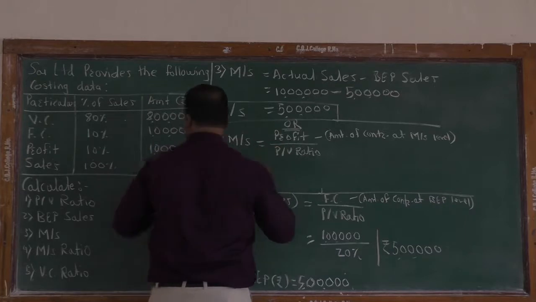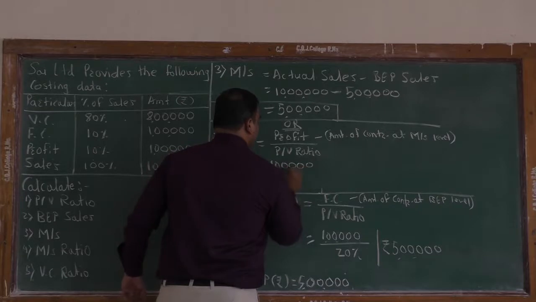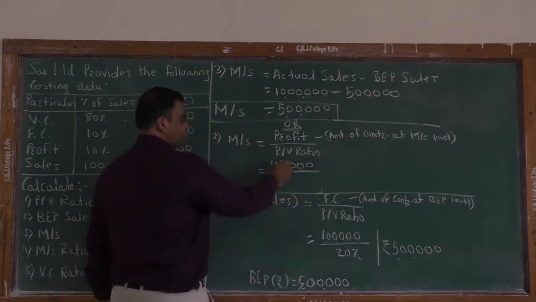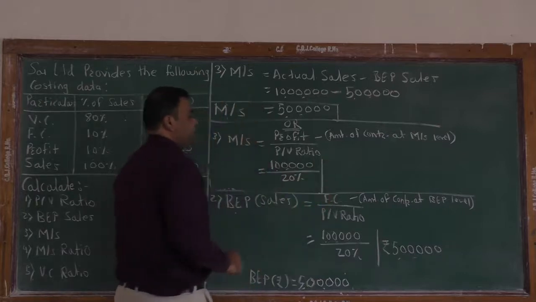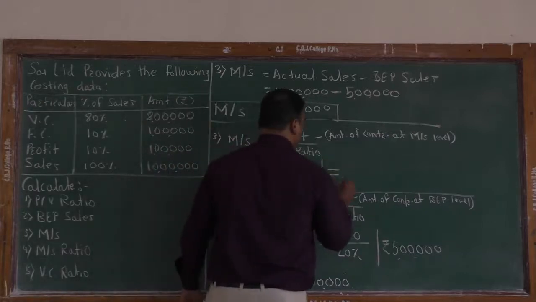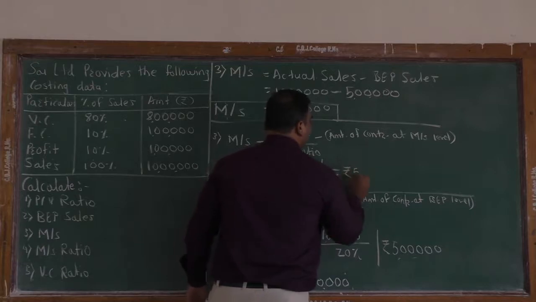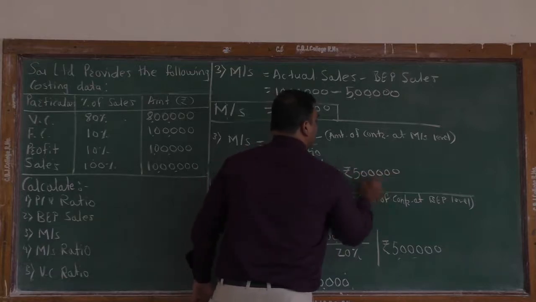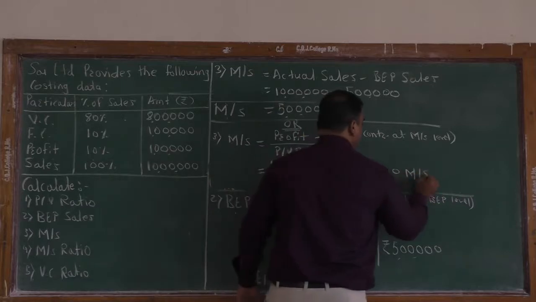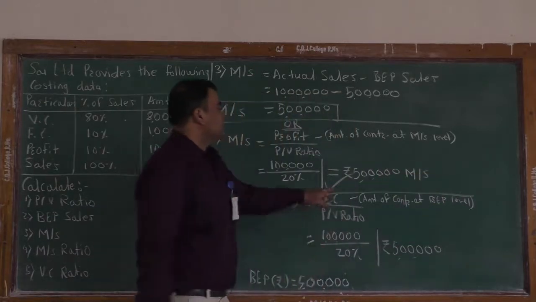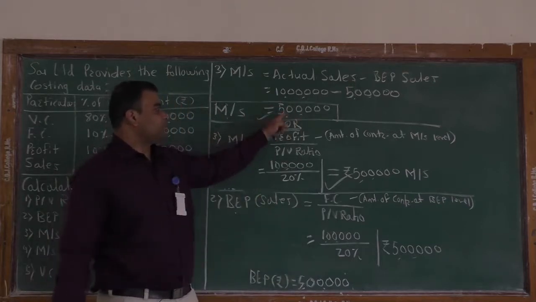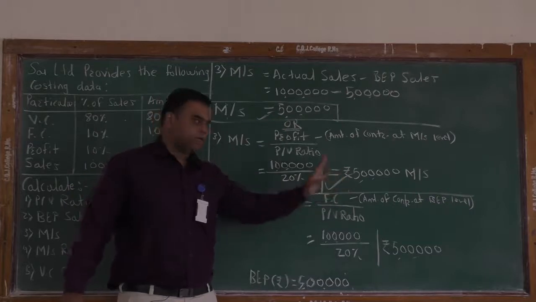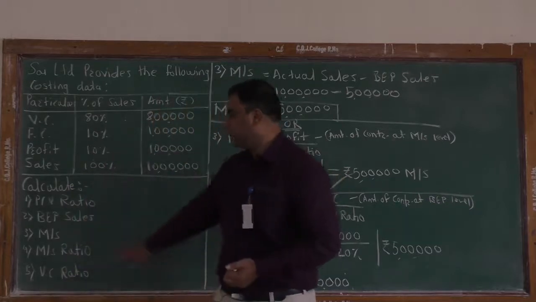So profit which is already given, which is rupees 1 lakh. So 1 lakh profit divided by PV ratio which is 20%. So 1 lakh divided by 20% is equal to rupees 5 lakh will be the amount of margin of safety. You can see by using these two formulas, we can calculate margin of safety. Margin of safety 5 lakh, margin of safety 5 lakh. So in this way we have calculated 3 items.